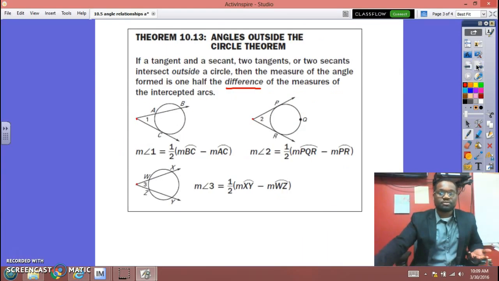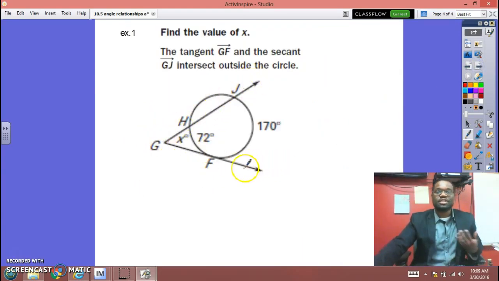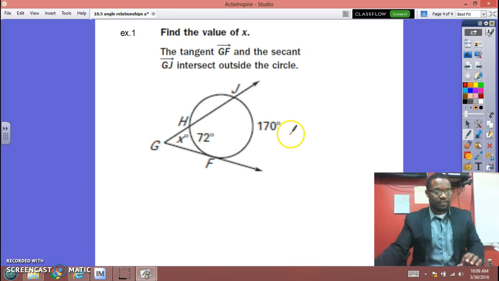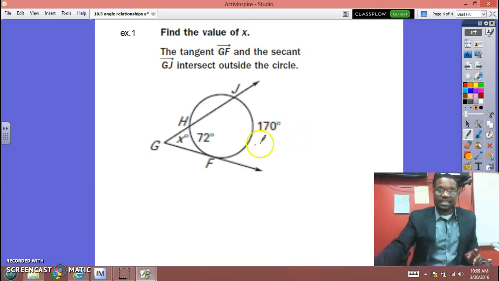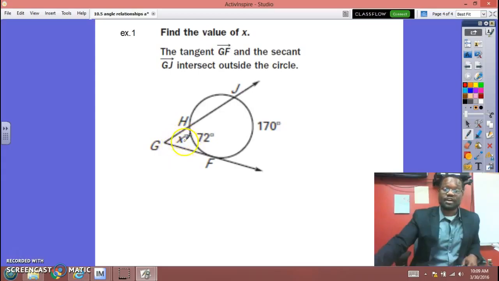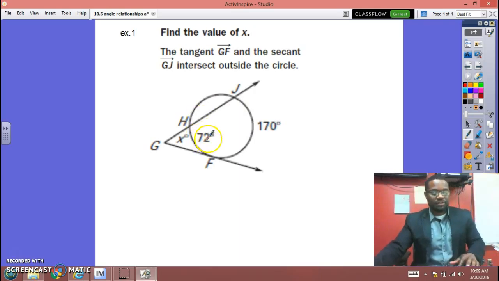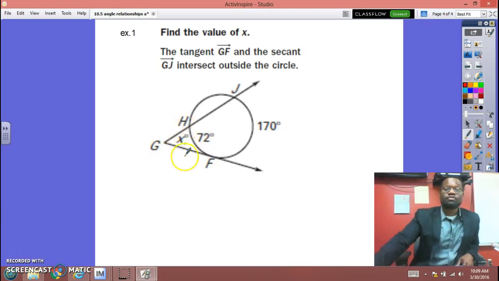Okay, so let's go back to this one. I have a secant and a tangent, but it doesn't really matter. The way we find the value of x is simply to take the 170, the outermost one, the one furthest away, minus 72, and that equals 98. That is not your answer. On a multiple choice test, I guarantee you 98 will be one of the answer options. You have to remember to divide it by 2 or multiply it by 1/2. And so x equals 49 degrees.